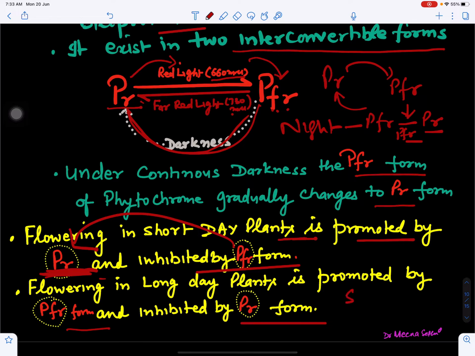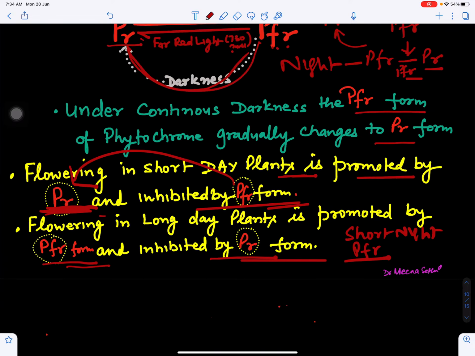Now flowering in long day plants is promoted by the PFR form and inhibited by the PR form. So in long day plants, which are called short night plants, the PFR form will promote flowering. That's why if the night period is interrupted by a flash of light, flowering will still occur. So in long day plants, it is promoted by PFR form and inhibited by PR. In short day plants, it is promoted by PR and inhibited by the PFR form.